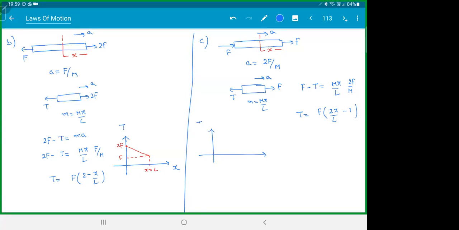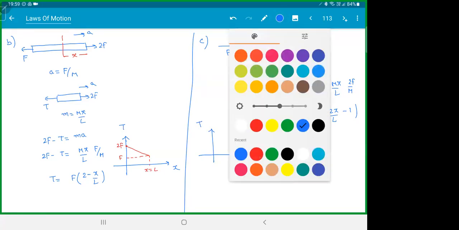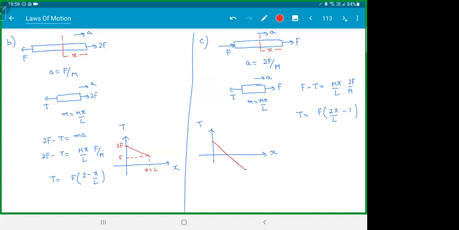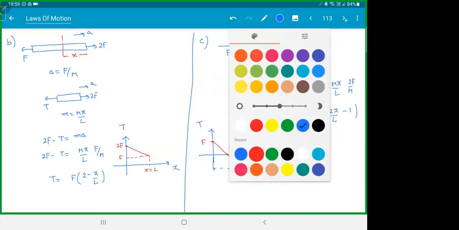What is happening here? Tension versus x. It is going into negative part. So tension is F here. This is L by 2. This is minus F here.